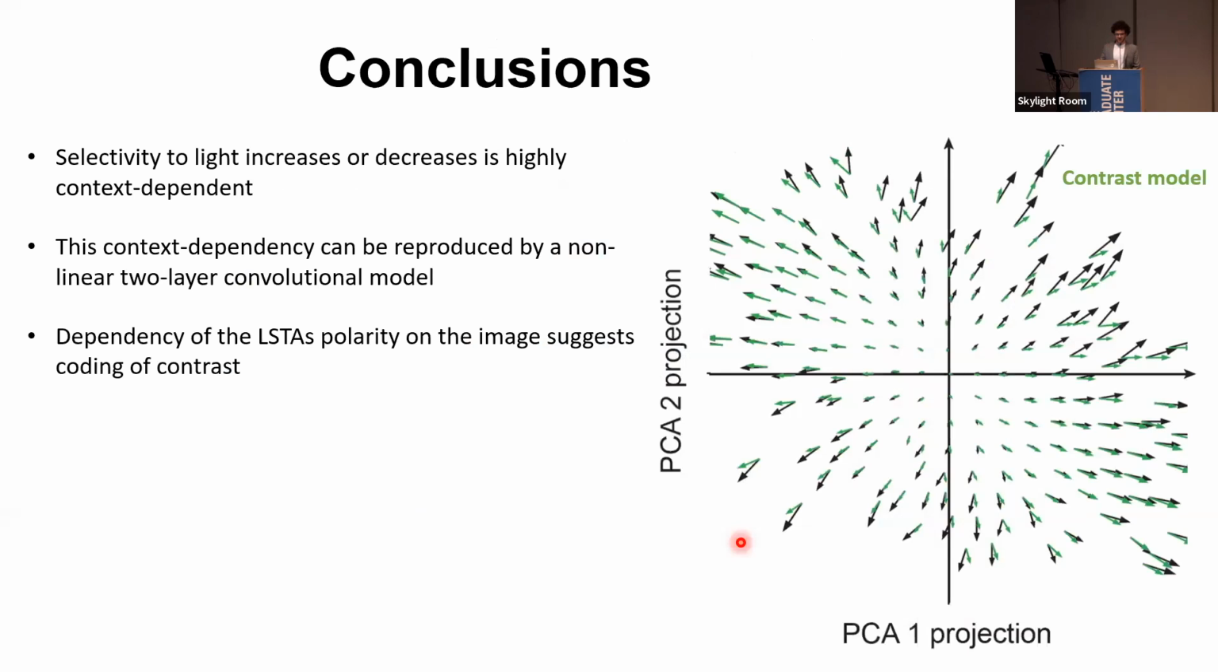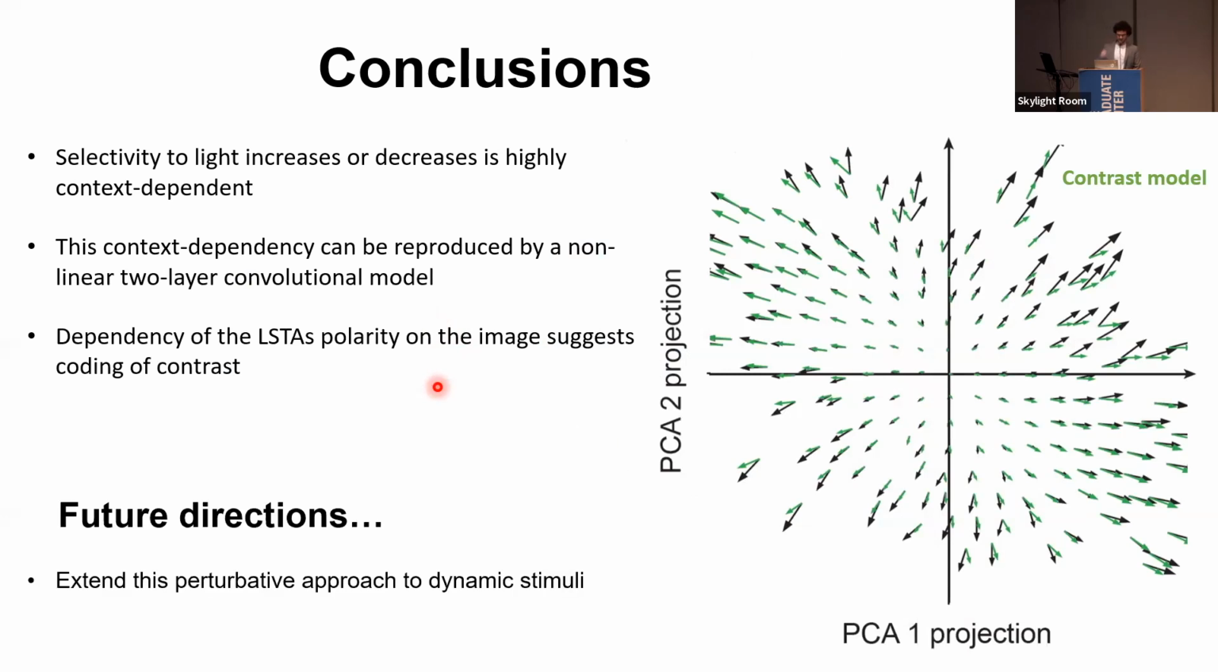So to conclude, we showed that the selectivity to light increases or decreases is highly context dependent for natural scenes, that this dependency can be reproduced by a nonlinear two-layer convolutional model, and that this dependency suggests a robust coding of contrast. So on our part, what we want to do in the future is to extend this perturbative approach to time, which we integrated out in this analysis, but we want to take that into account and use more dynamical stimulation. And also we believe that this perturbative approach could be used in other sensory modalities to characterize other sensory systems.